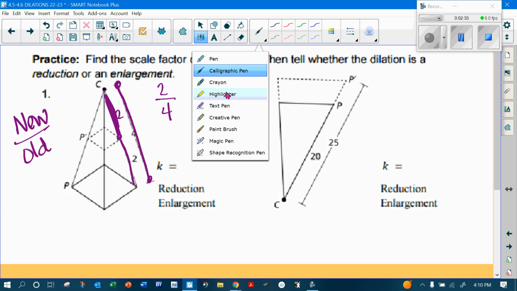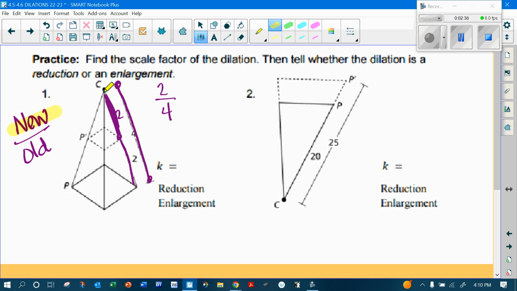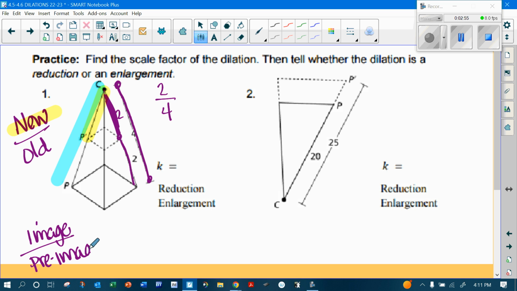How do you know which one is new though? Okay, the one that is new is always going to be your prime. So that is your new. This is your old. In other words, it's always going to be image over your pre-image. So new over old. So that means this reduces to a 1/2. Therefore, my scale factor is 1/2. Since K is less than 1, this is a reduction. So I went from being a large pyramid to a small pyramid.